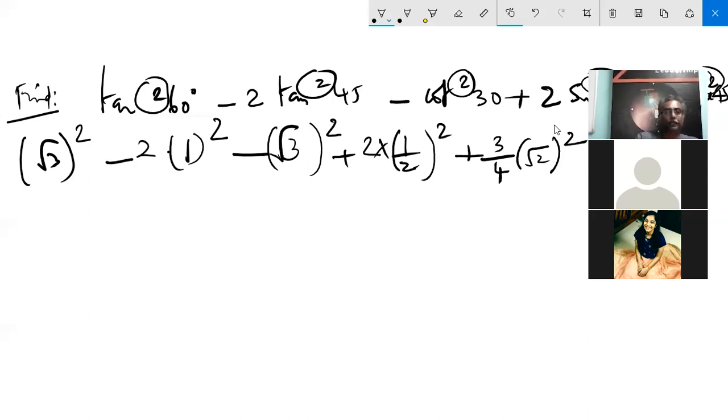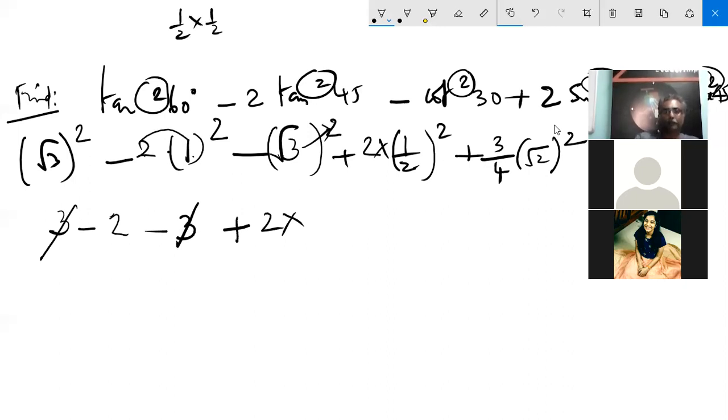Okay, now let us simplify. Root 3 into root 3, how much? 3. Very good. 2 into 1 squared. 1 into 1 is how much? 1. 2 into 1, how much? 2. Minus again root 3 the whole square, how much? 3. This 3 will cancel out this 3. Plus 2 into half is how much? 1/4, very good. This will simplify: 2 will go in 4 how many times? 2 times. So that becomes plus 3/4 of root 2 into root 2, how much? 2. Very good. This will simplify: 4 will become how much?